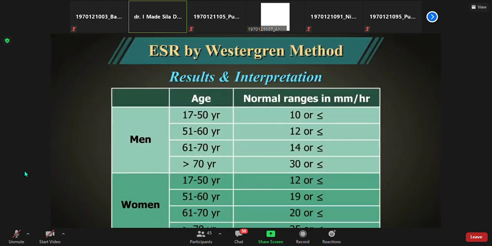persons. The ESR is the same as for men below 50 years with no difference between boys and girls.